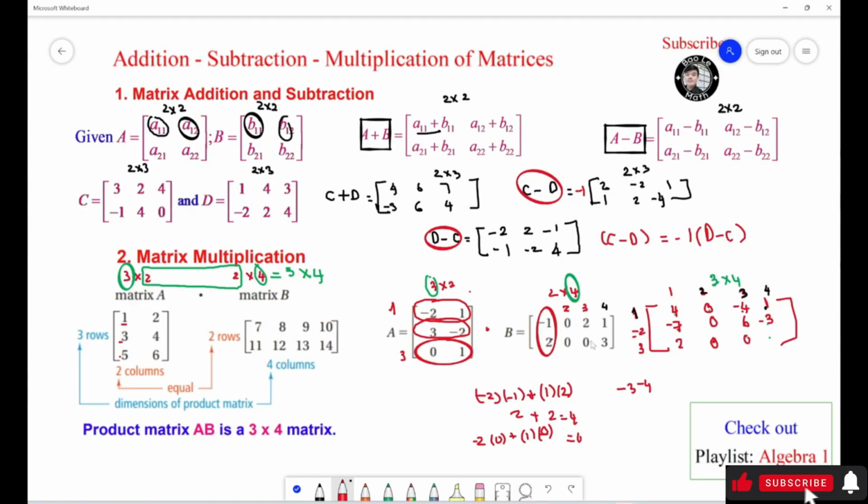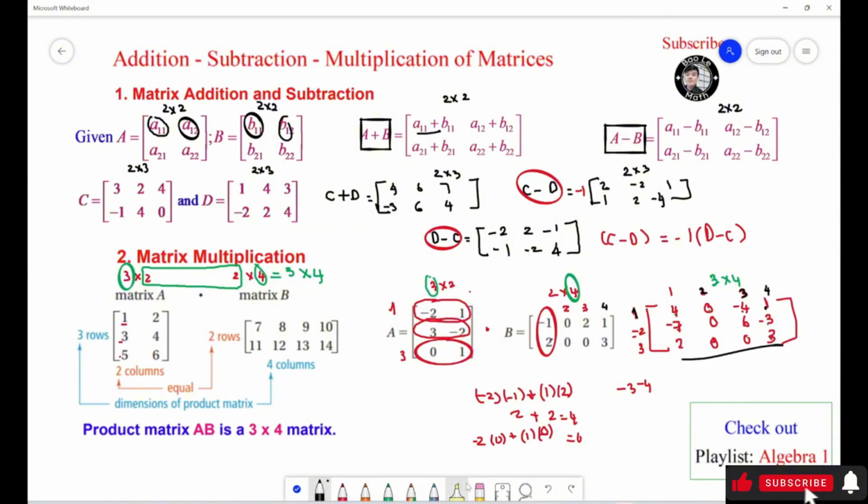So right here. And the last one. Third row, fourth column right here. 0 times 1 is 0, 1 times 3 should be 3. And this is the answer. This is the matrix. This is the answer.